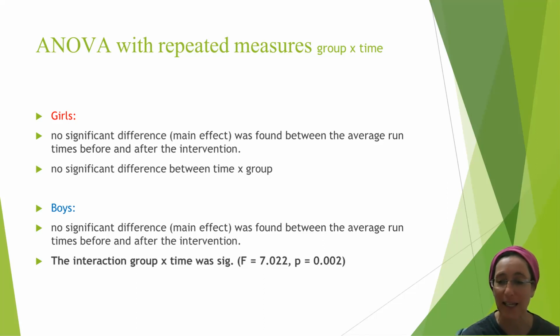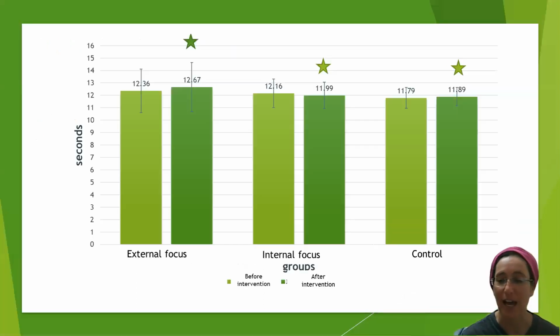Post hoc tests indicate that the external focus group ran less well in the second run. They ran 12.67 compared to the internal focus group and the control group, as we can see in the figure. So the external focus group after the intervention did less well than the other two groups. In the literature, it was found that external focus helps to improve achievement. So why did we find the opposite?